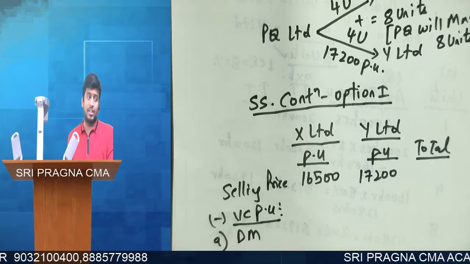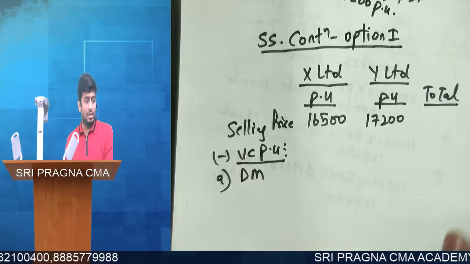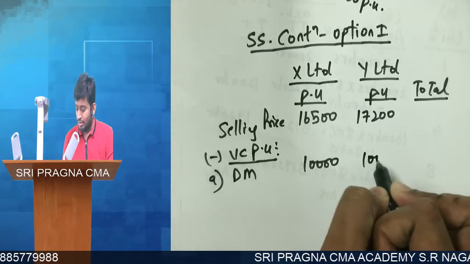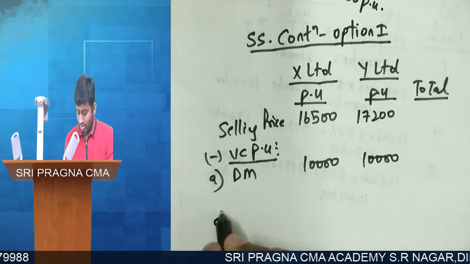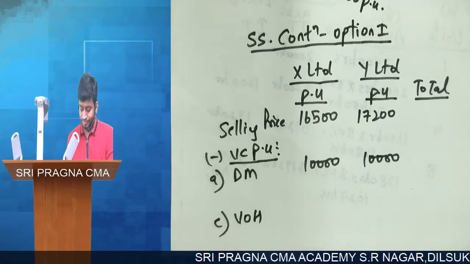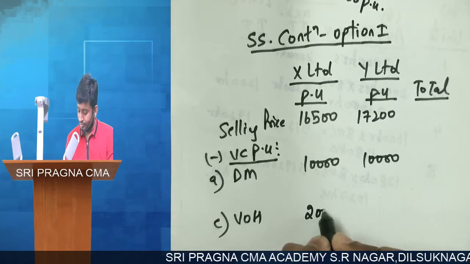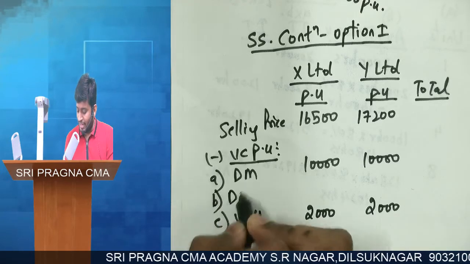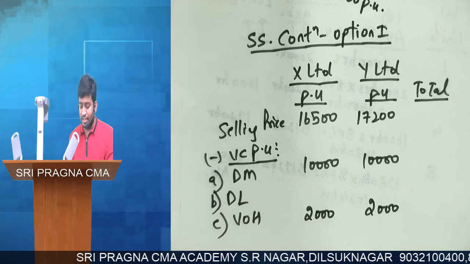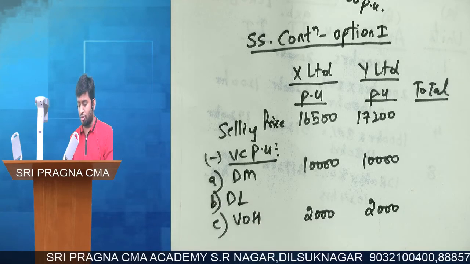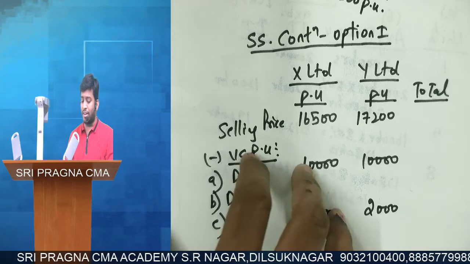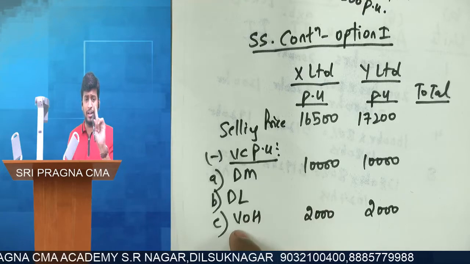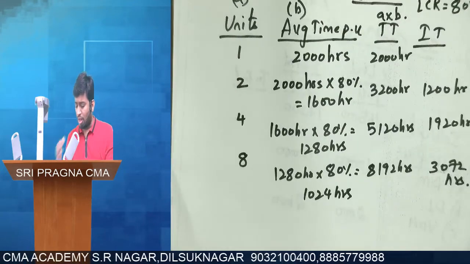Direct material. See the problem? Clear? Yes or no? Variable overhead? Clear? We are left with direct labor. Use your brains. How much is the rate per hour? 4 per hour.